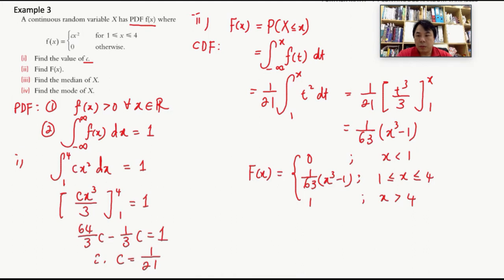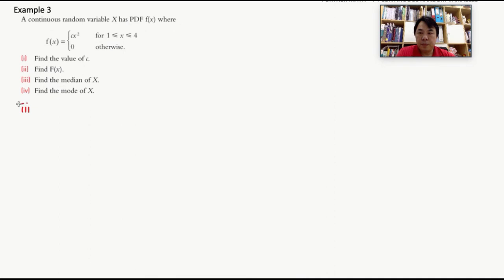Okay, now next question, we need to find the median of x. So let's try this out. Median of x. Now by definition, the median of x is given by F(m) must be equal to 50%, where the m represents our median here.